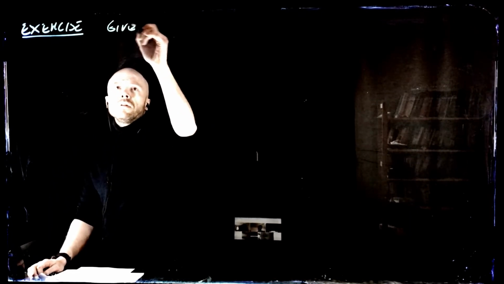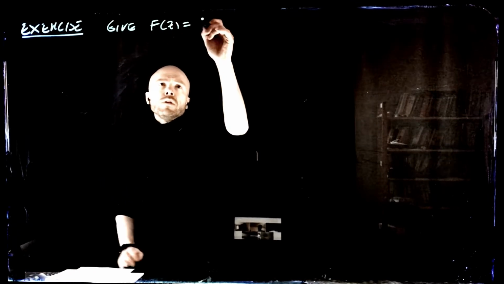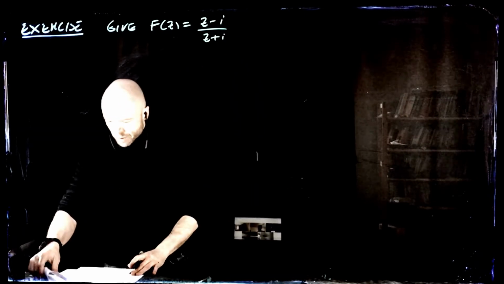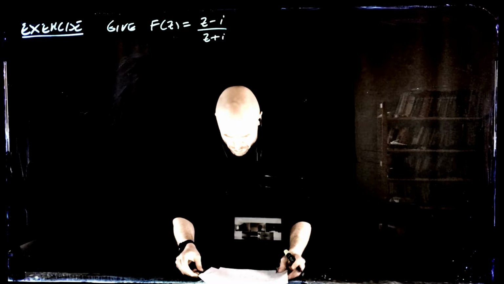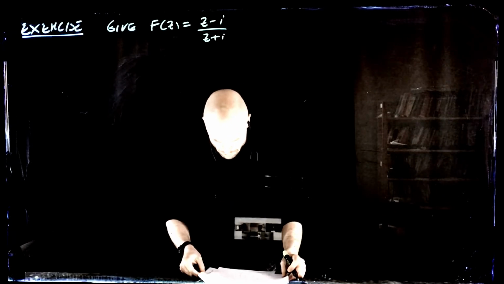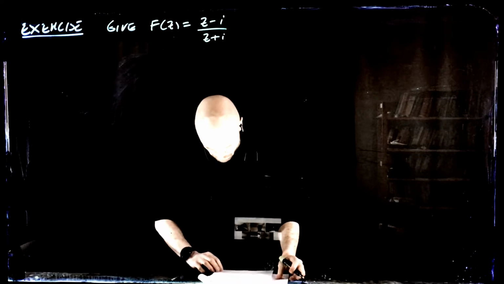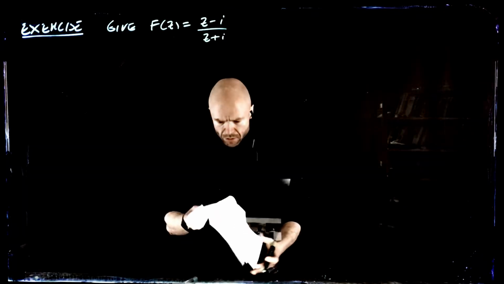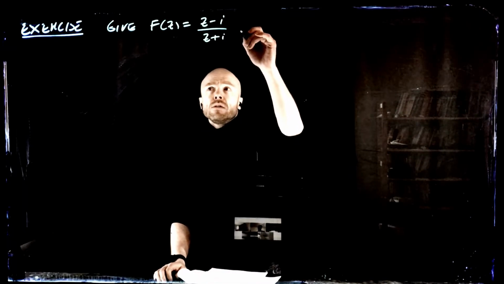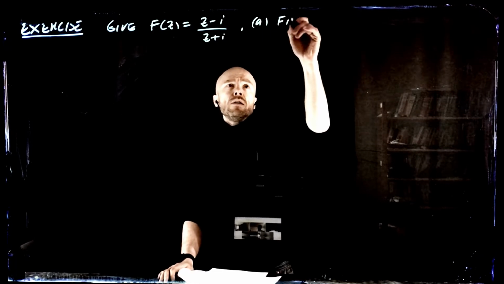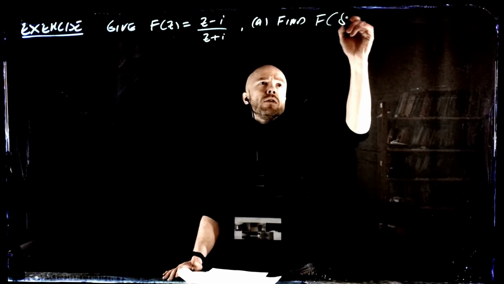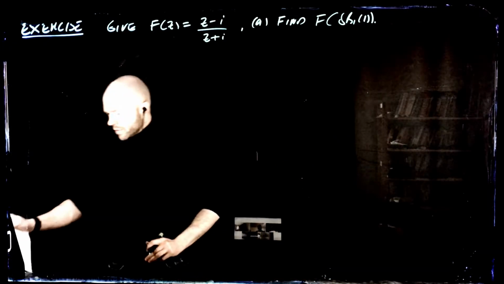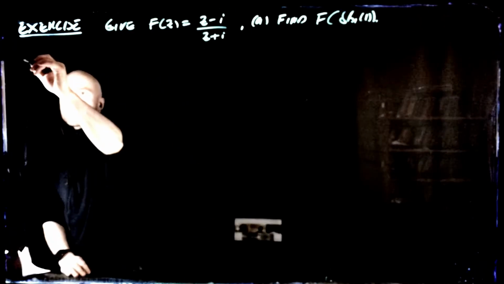Given this Mobius transform, we are going to work out the image of various things using this guy. So the first thing we're going to work out, I believe, is a circle centered on 1 of radius 1. So find f of it, like this. Okay, so solution.